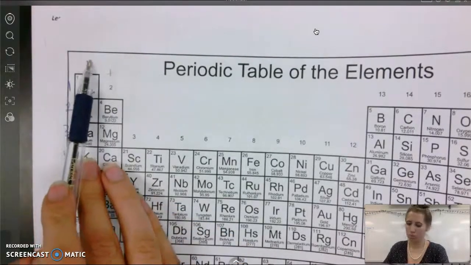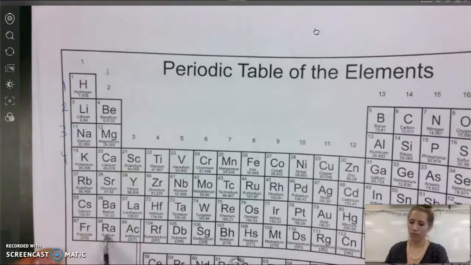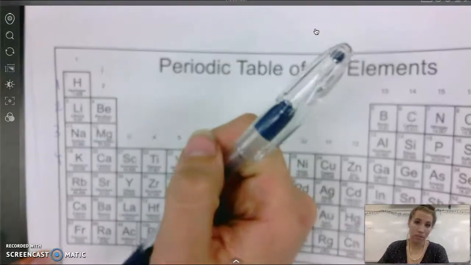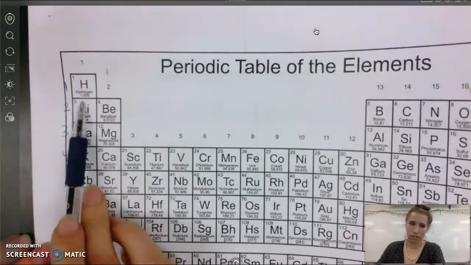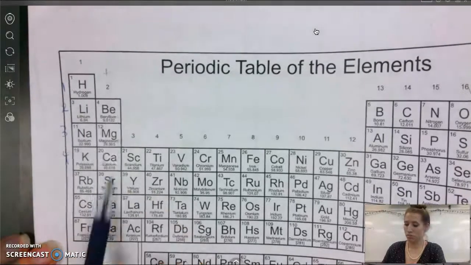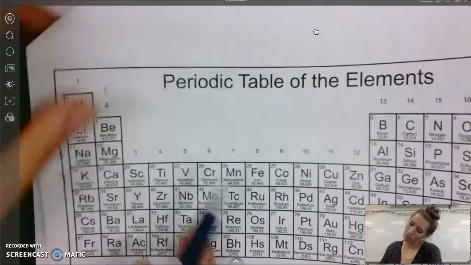And then we have groups or families. The reason why we call the columns groups or families is because they mimic each other in characteristics. Like everything in group 1, these are alkaline metals. They are all highly reactive metals, especially in water. And then we have our alkaline earth metals, and they just have similar characteristics to one another as we go down the groups or the families.